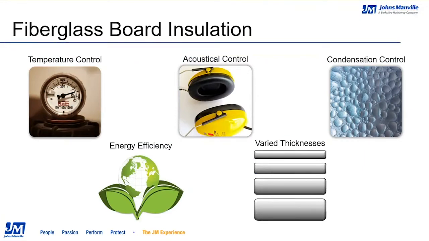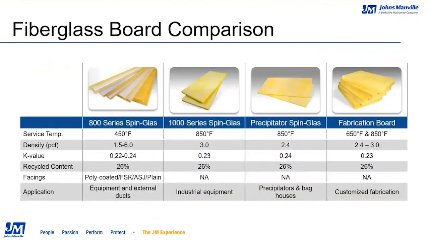That makes sense, as oftentimes fiberglass boards are installed on different parts of the same system that pipe insulation is installed on. And just like our fiberglass pipe insulation, our fiberglass boards are offered in a variety of thicknesses to support an array of applications and requirements. Let's take a closer look at the differences in these offerings. You can see that we offer a range of temperature ratings, from the 450 degree rated 800 series to the 850 degree rated 1000 series, precip and fab boards. Fabrication board actually features two different temperature ratings, 650 or 850, in order to meet different requirements.